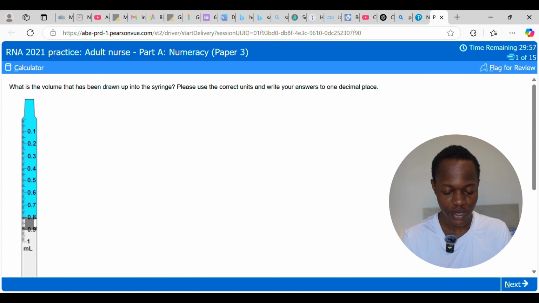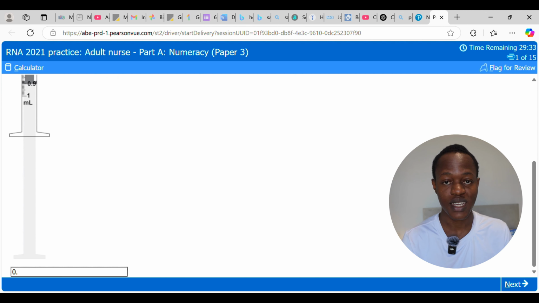Okay, let's go to the first question. What is the volume that has been drawn up into the syringe? Please use the correct units and write your answers to 1 decimal place. This is very straightforward. We have where the fluid is stopped at 0.8. So we're just going to scroll up and put in 0.8 ml.